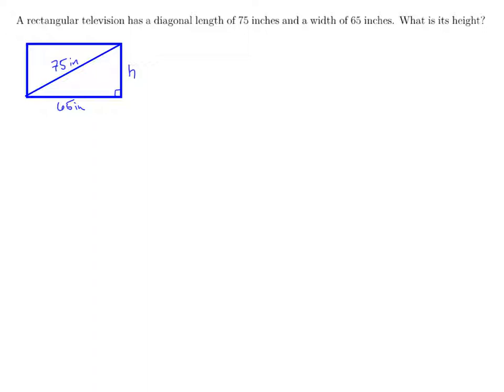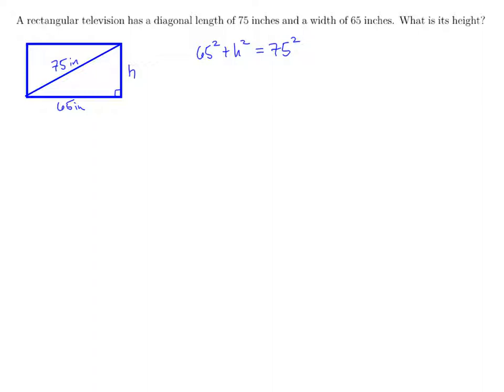Between the sides 65 inches and h, I've made that corner have a little square to denote that it forms a right triangle. Now we can use the Pythagorean theorem and write the equation 65 squared plus h squared equals 75 squared. So this relationship will enable us to find the value for h.